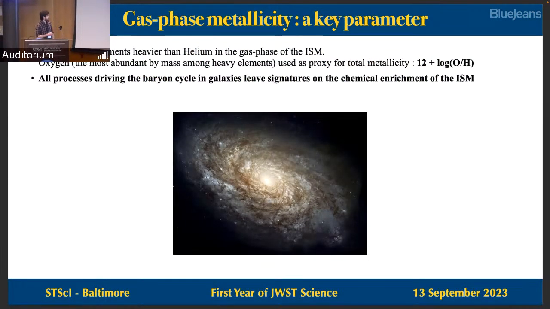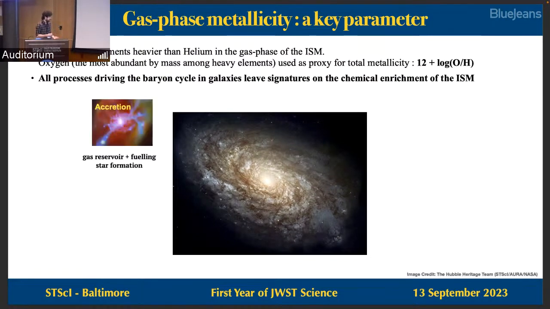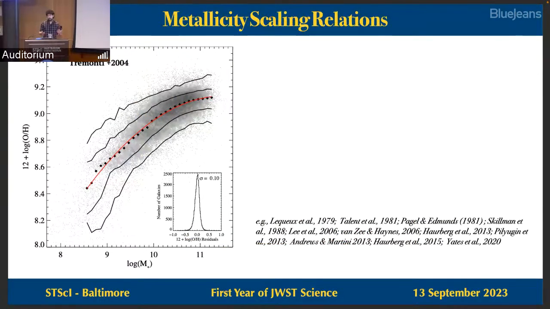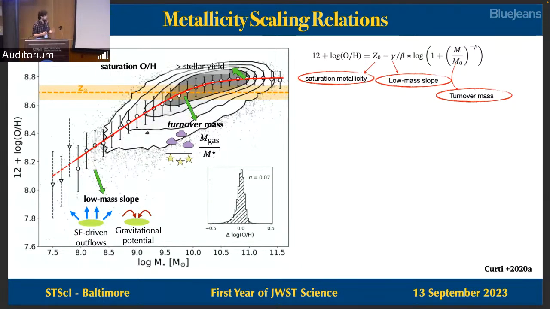So to put things a little bit into context first, why do we care about studying gas phase metallicity? Well, it is actually one of the key parameters for galaxy evolution studies because it's basically sensitive to all the processes driving the baryon cycle in galaxies. And the interplay of all these processes is clearly seen in the existence of scaling relations between metallicity and other galaxy properties. And the most thoroughly studied in the past 20 years is probably the mass metallicity relation, which is the relationship between the stellar mass in galaxies and the gas phase metallicity. And the properties of this relation are sensitive to many different physical properties, for instance, the stellar yield, or the slope of the low mass end of the relation, which is sensitive to the metal loading factor of outflows driven by star formation.